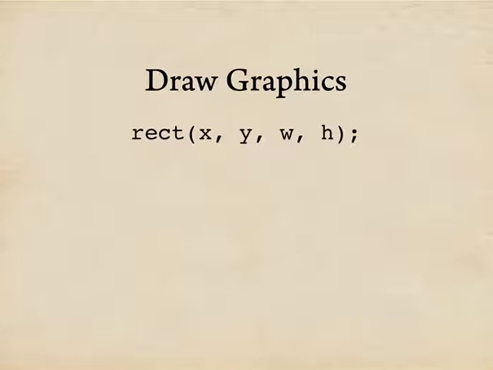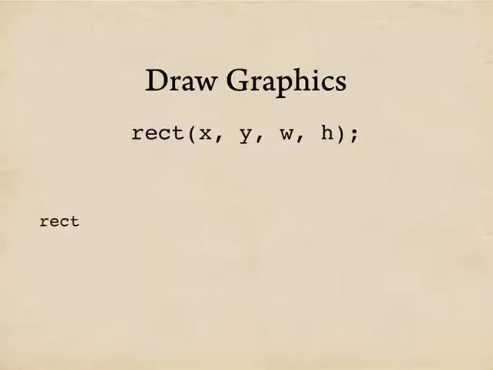In the case of a rectangle, the first 2 numbers describe the X and Y of the upper left corner of the rectangle, measured from the upper left corner of the graphics window. So X measures how far to the right you are of the upper left corner, and Y measures how far down you are. Width tells processing how far to the right the rectangle extends. Height tells it how far down it extends.